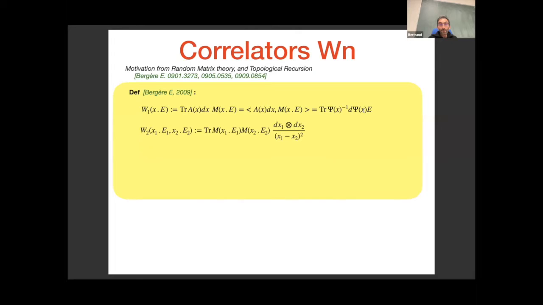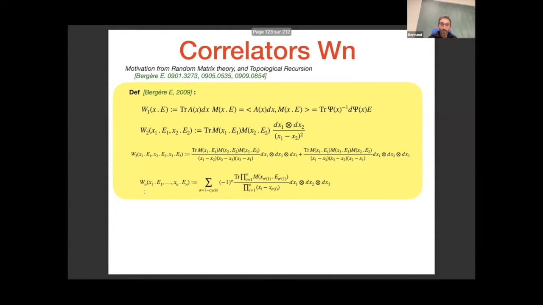We also define W2 in this way. We take the trace of M at point x1, E1, times M on another flat section x2, E2, and we multiply by this quantity that has a double pole. Let me observe one thing here: I can multiply two matrices that belong to different fibers of the bundle because this is a trivial bundle. If the bundle were not trivial, the formula would be more complicated, but for simplicity I restrict to trivial bundles. And then we can also define W3, which is a product. You see, you have M of x1, x2, x3, or in a different order, M with 1, 3, 2.